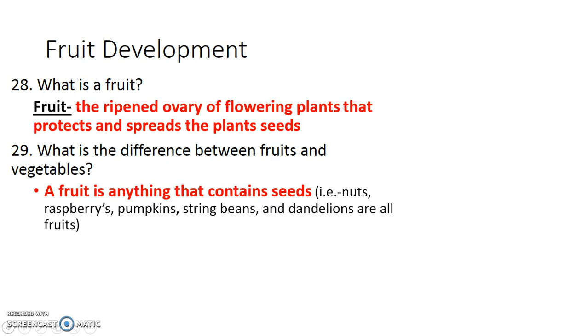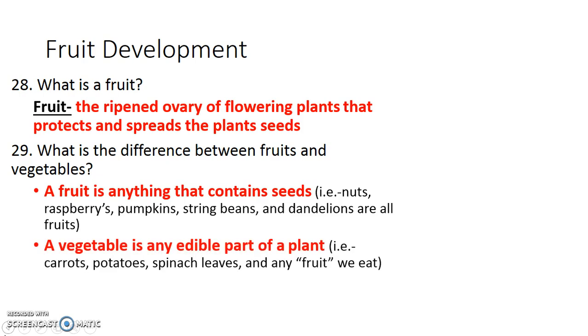This is the fruits that we are used to eating, things like tomatoes or apples, and some things that you don't necessarily think of as fruits, like dandelion heads. They have a seed, so they're a fruit. Walnuts, pecans, any nut has a seed, so it's a fruit.